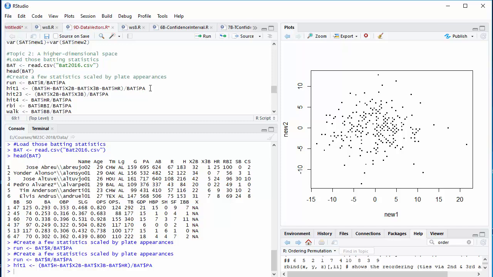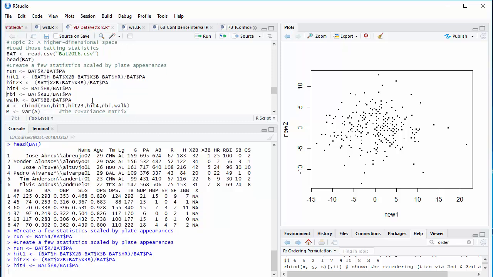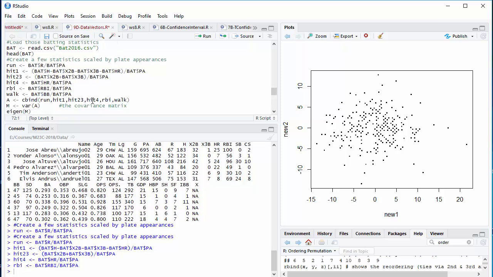Then the total number of doubles and triples. Since the number of triples hit in baseball is very small, I chose to lump that together with the doubles. Then home runs per plate appearance, runs batted in per plate appearance, and walks per plate appearance. It's because I'm including walks that I divided by plate appearances rather than at bats. And now I'm going to bind these 6 new variables together as columns to get a matrix that has 6 columns and lots of rows.